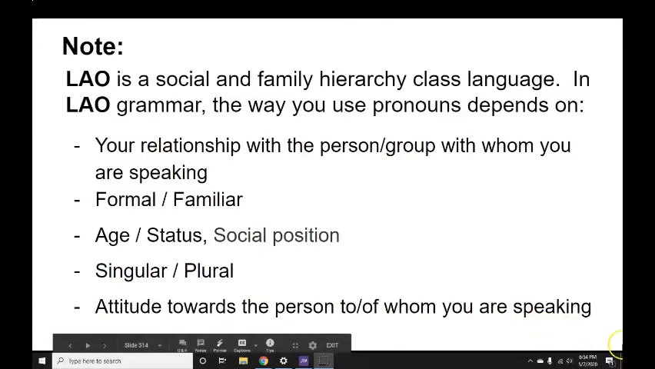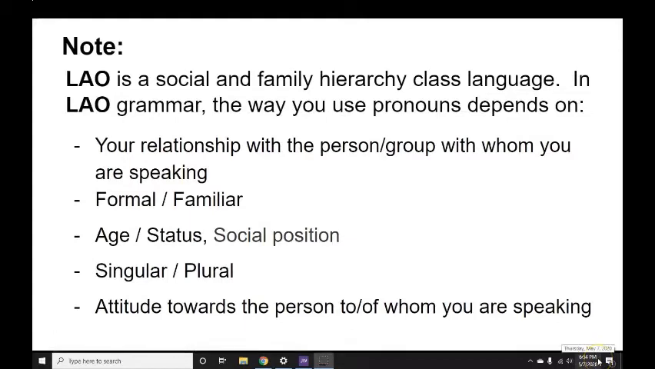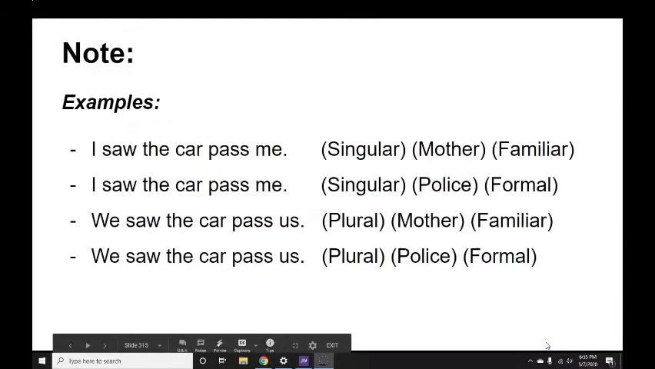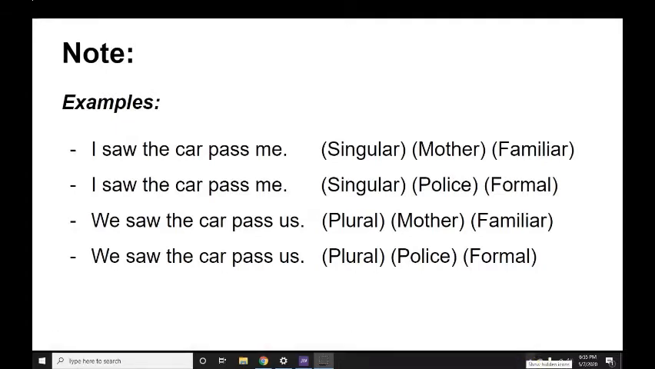And then also, some pronouns depend on your attitudes towards the person to whom or of whom you're speaking, and we'll see that a little bit later. So we have a few examples. If you're talking to your mother and you're talking about yourself, you would say, I saw the car pass me. I and me are singular. You're talking to your mother, so it's a familiar relationship.